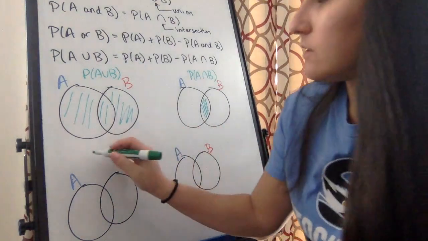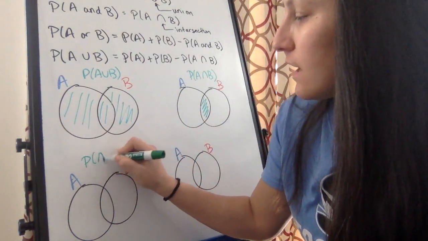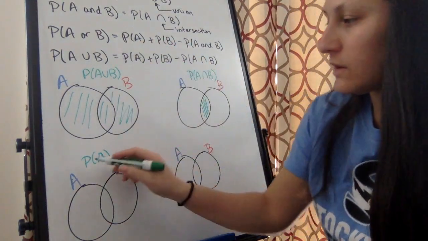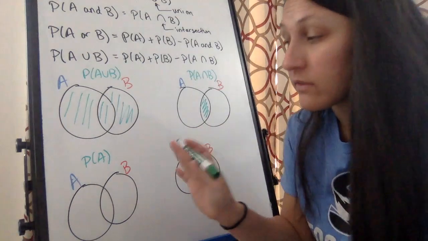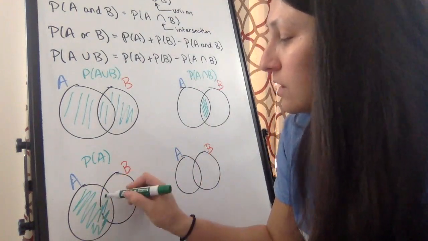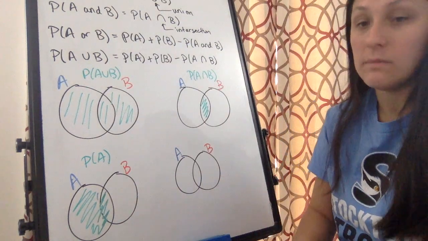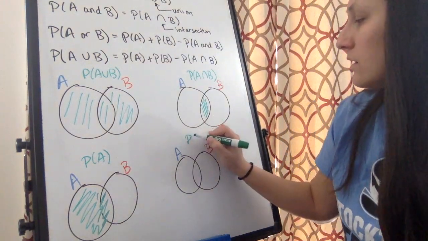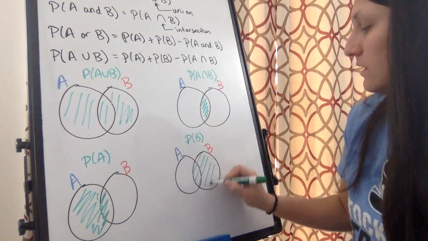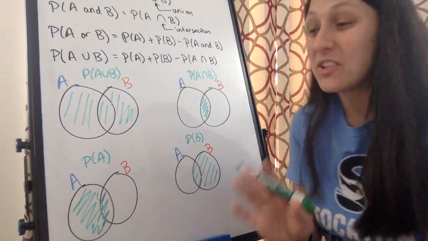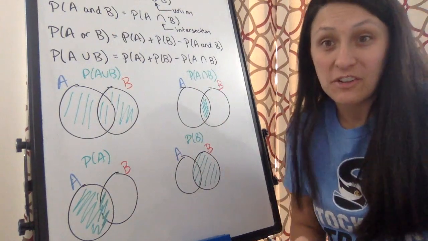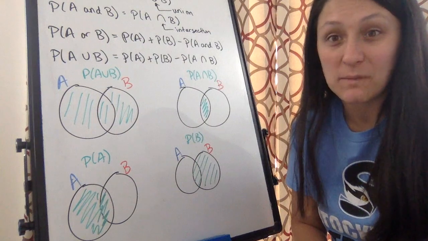Okay, then we also need to know the probability of just A, because you see that happens here. So the probability of, and I shouldn't say just, it's the probability of A. So the probability of A is everything that's in A, including some stuff that might be in B. And over here, the probability of B is everything that's in B, including stuff that might be in A. Just keeping you on your toes, making sure that you're really understanding what I'm saying.